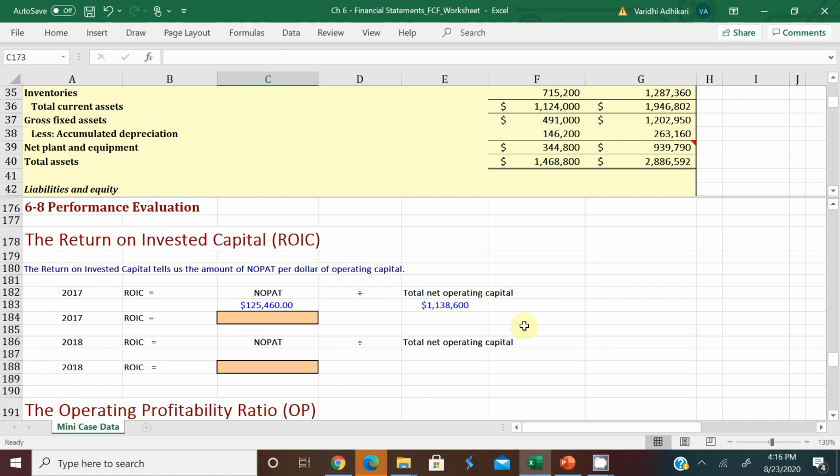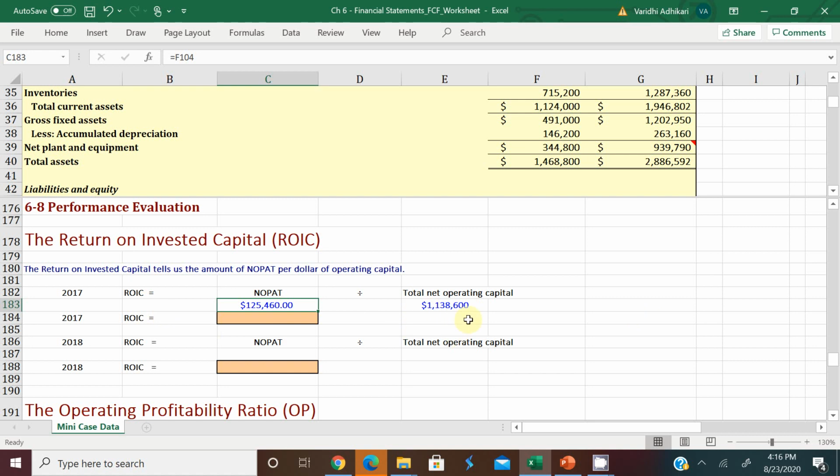All right, so let's look at some of the performance measures. If we were to track down what went wrong or what went right between 2017 and 2018, what are the metrics we can look at? One of the performance metrics we can look at is something called the return on invested capital. All right, so this company generated some profits. In a particular year, let's say 2017, NOPAT was $125,000. Now we can do this for both years because we don't need any information about changes here.